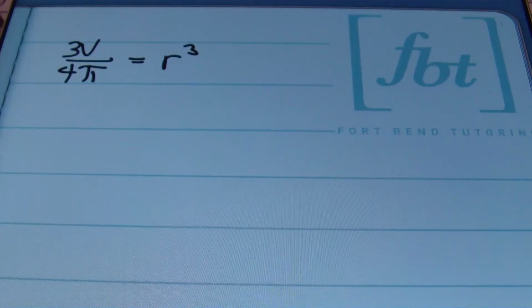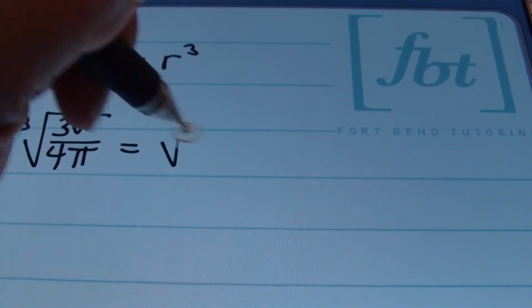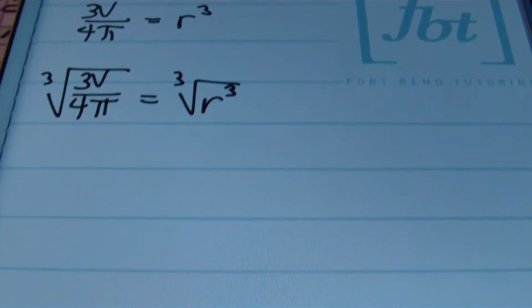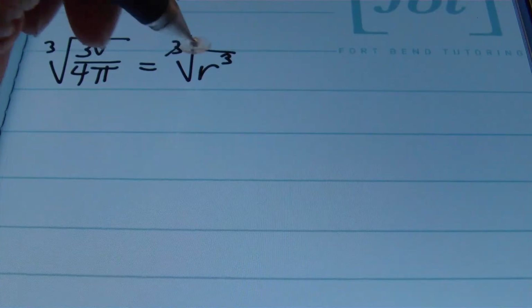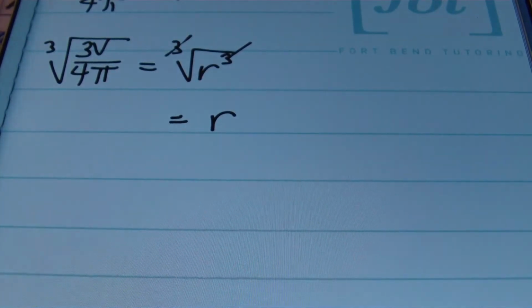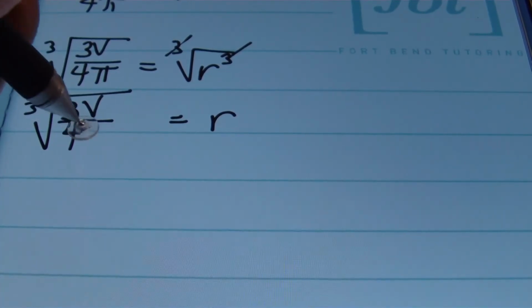So once again, we have 3v over 4 pi equals r cubed. You're always solving for a positive 1 to the first power of your variable. That's not what I have right now. So that means I'll be taking the cube root of both sides of my equal sign here. So I'll have the cube root of 3v over 4 pi equals the cube root of r cubed. Once I have this, I can cancel out the cube root and the cube so that I know I have my variable r solved for now. And our answer here could be the cube root of 3v over 4 pi.